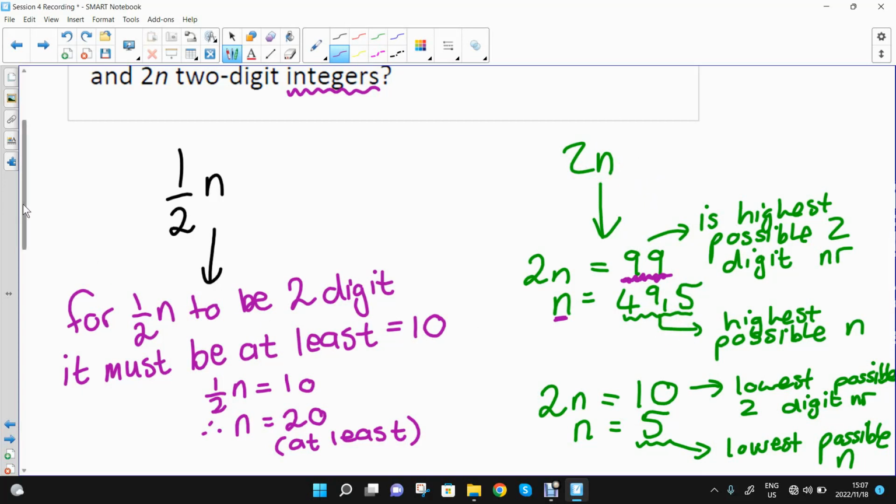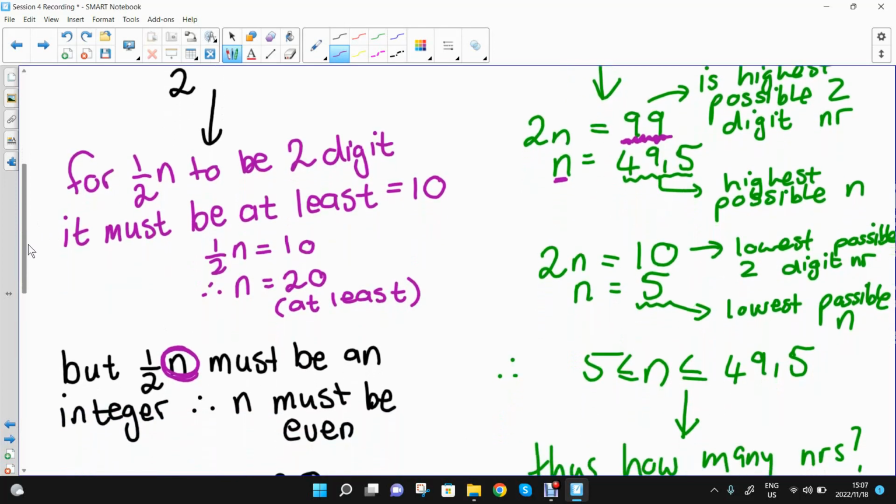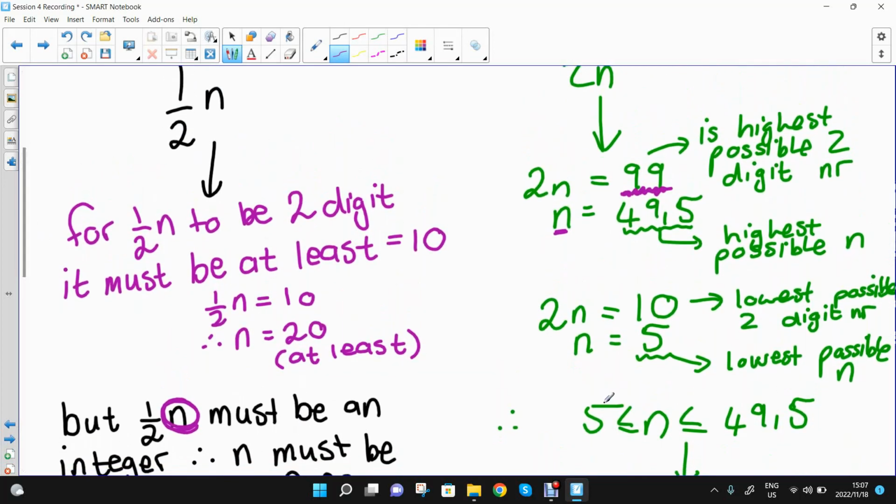And then if you look at the smallest possible 2-digit number, which is 10 again, if I set 2n equal to 10, then the lowest possible n that can work for this scenario is going to be 5. So if you look at your interval here, n needs to lie between 5 and 49,5. But now you need to decide on an interval that will connect both of these scenarios together. So which numbers will work for both scenarios?